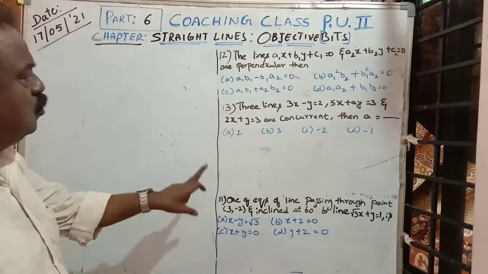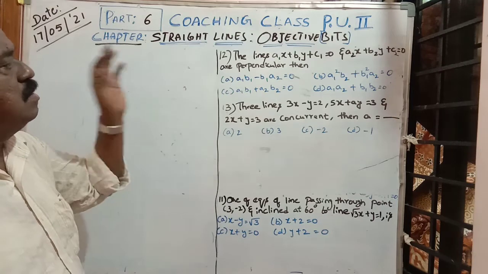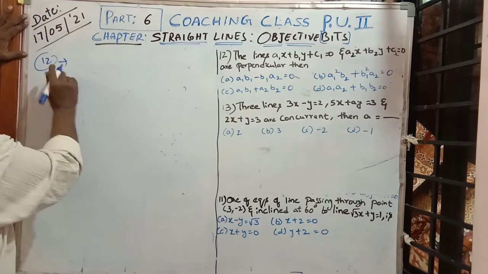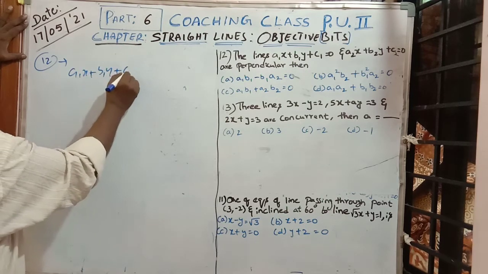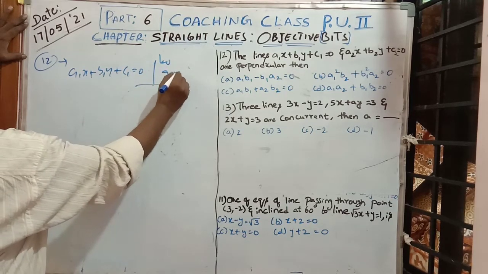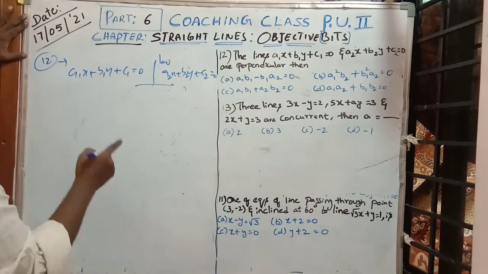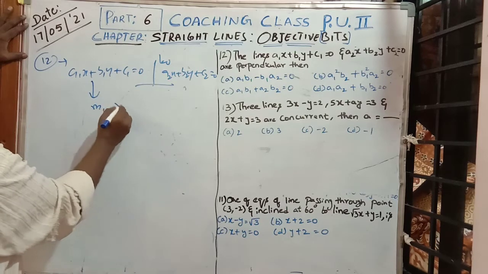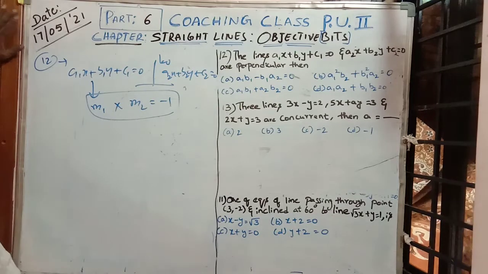Next, this is over. Next, the 12th one. The two lines given are perpendicular. That's a very good concept. Two lines are given: A1x plus B1y plus C1 is equal to 0 is perpendicular to A2x plus B2y plus C2 is equal to 0. They are perpendicular to each other. That means if its slope is m1 and the other slope is m2, then m1 m2 is equal to minus 1. This is a condition.